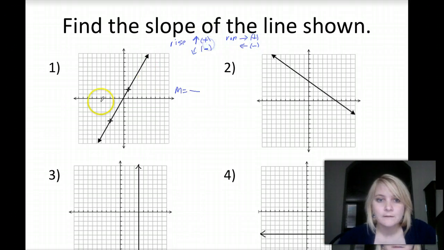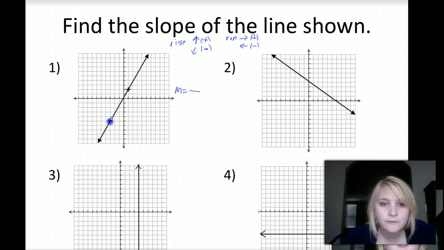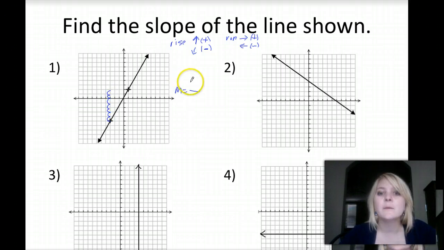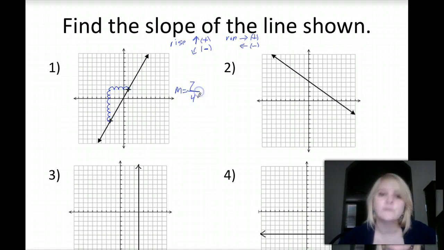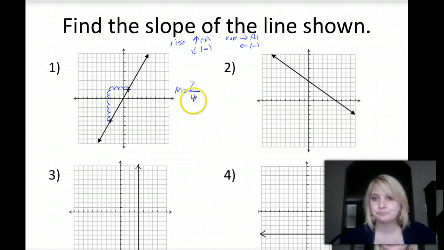Alright, so let's look at this. To go from this point to that point up there, we go up 1, 2, 3, 4, 5, 6, 7. Since we go up 7, it's going to be a positive 7. And then we run 1, 2, 3, 4. So we run 4, and since we run to the right, it's a positive 4. So our slope of this line is 7/4.